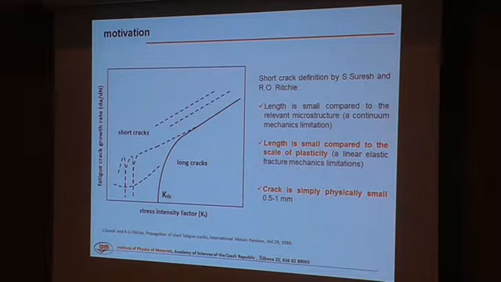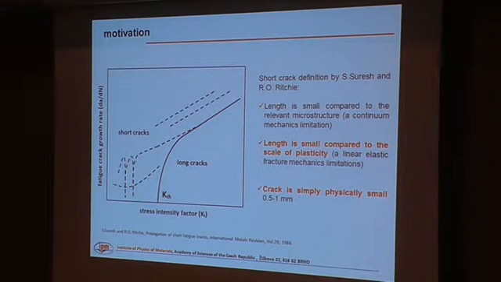So, as was presented here in the previous presentation, the big area of the small cracks is really influenced by the microstructure unit, and then the cracks can propagate below the threshold, and some barriers in the microstructure can influence the short cracks.